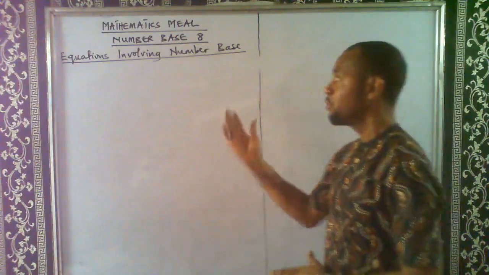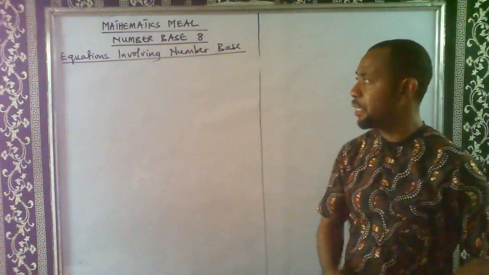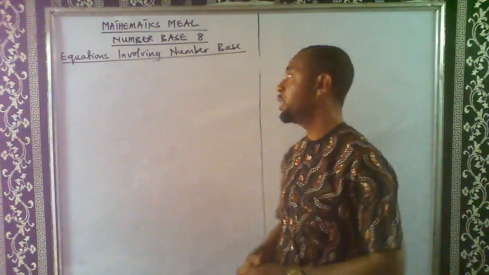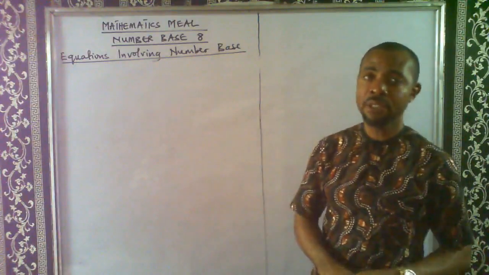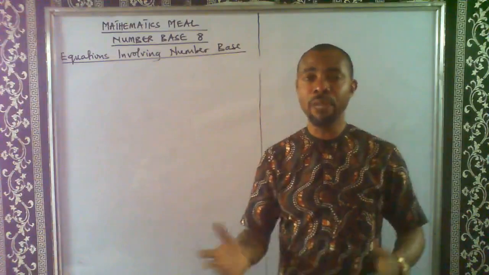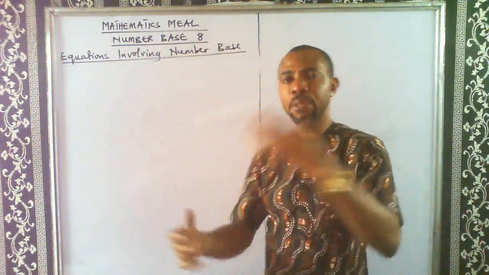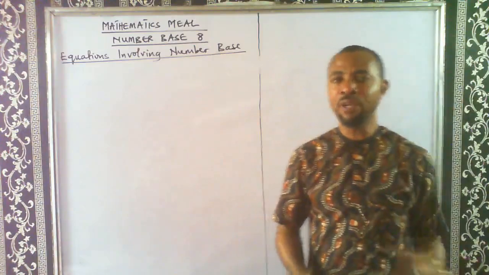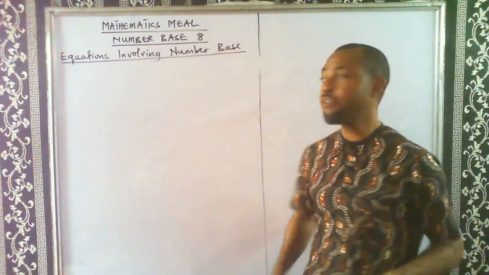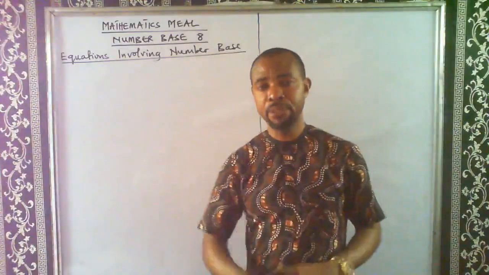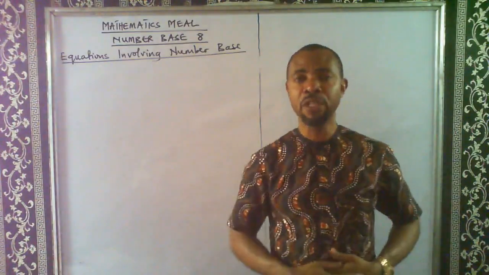Now, today we want to look at number base part 8. The aspect of number base part 8 that we want to look at is equations involving number base. We have considered other aspects of number base, like changing numbers from base 10 to other bases, and from other bases to base 10. Also, we looked at addition, subtraction, multiplication, division, evaluation of powers, and evaluation of square roots in bases other than base 10. So today we have this beautiful aspect of number base that we want to consider, and this beautiful aspect is equations involving number base.